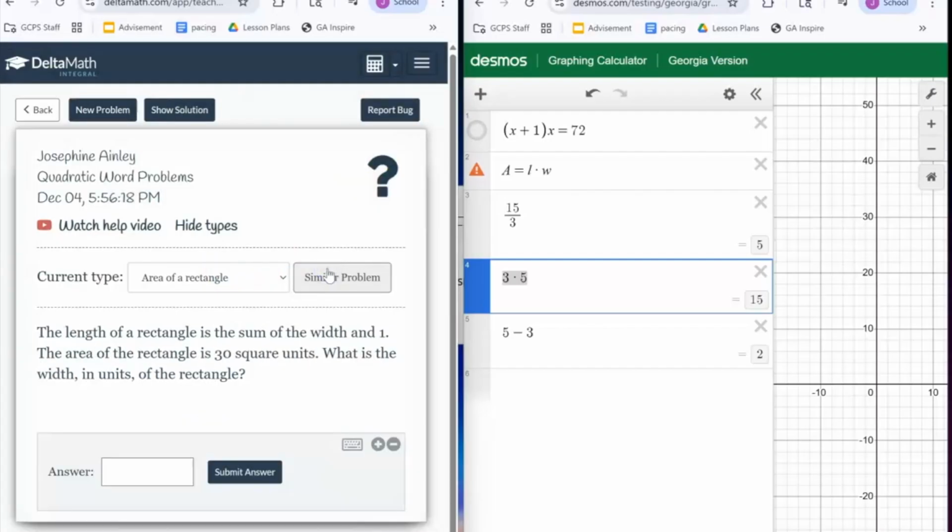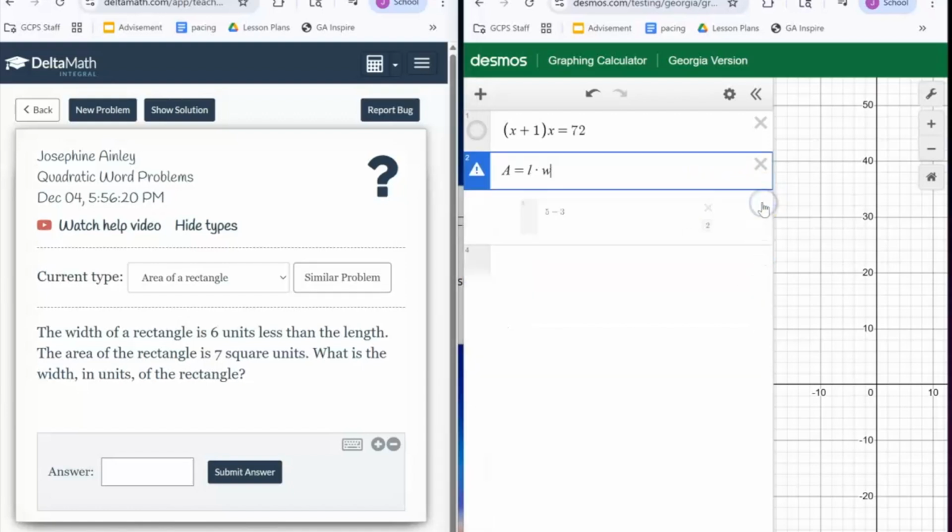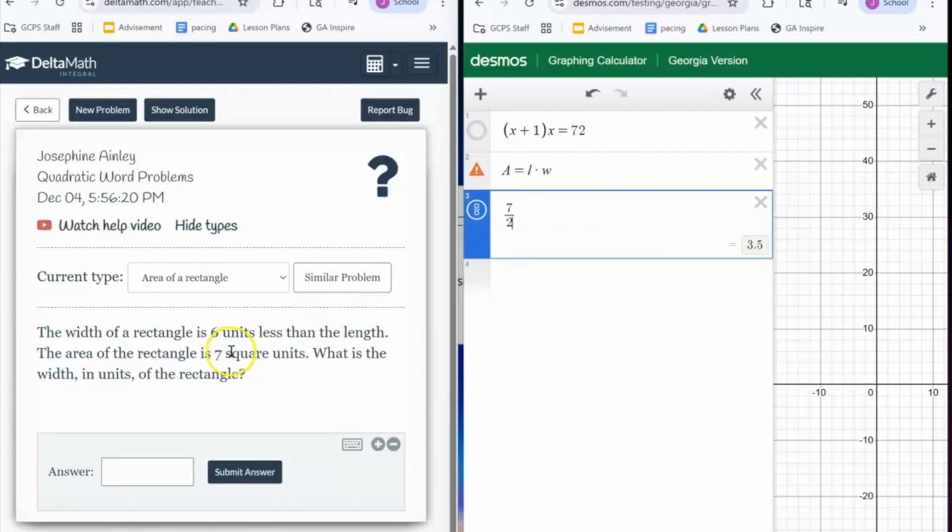All right, so I'll do a couple more. Let me not do one where it's the difference of 1. Here's 6. Okay, so let's do 6. The area is 7. So again, you start with 7. All right, 2 and 3.5, is it 6 different? The width of the rectangle is 6 less. Is it 6 different? No, it's not.